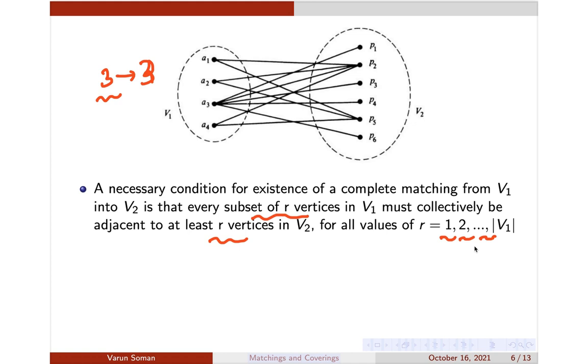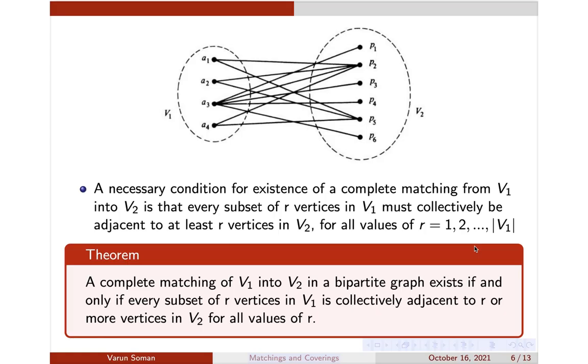So every subset of R vertices in V1 must be collectively adjacent to at least R vertices in V2. Now actually it's an if and only if condition. This is a statement for that. A complete matching of V1 into V2 in a bipartite graph exists if and only if every subset of R vertices in V1 is collectively adjacent to R or more vertices in V2.